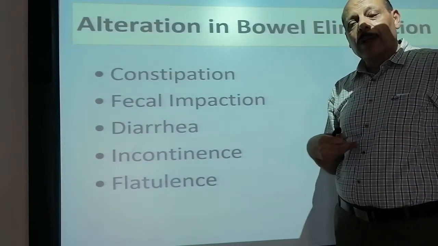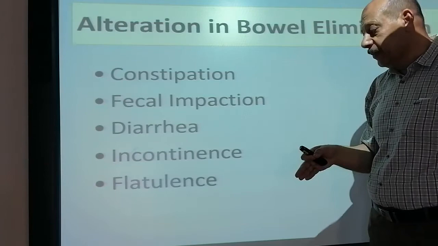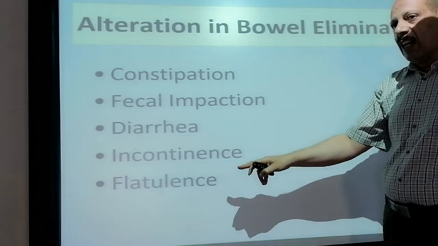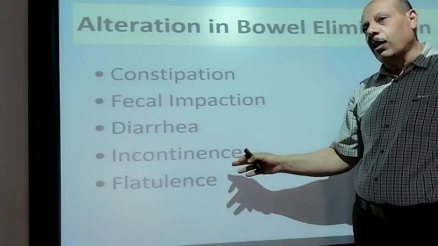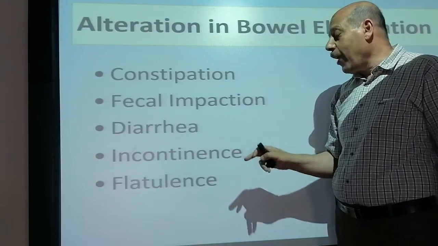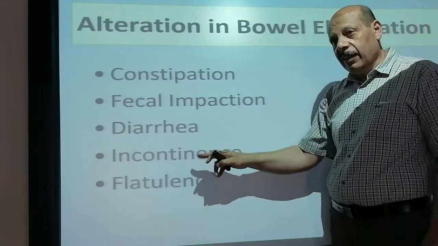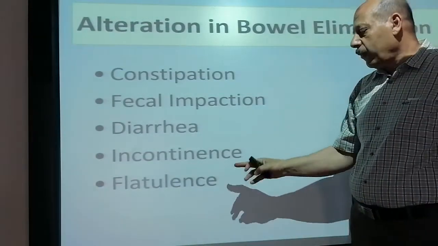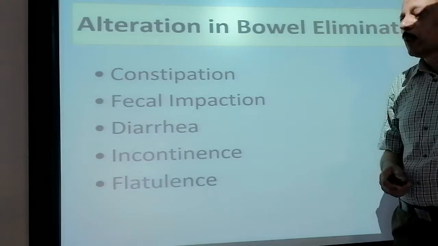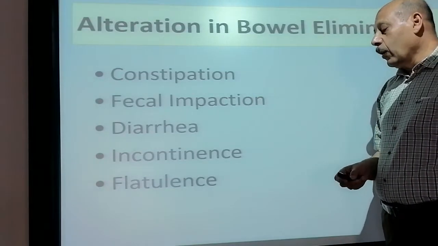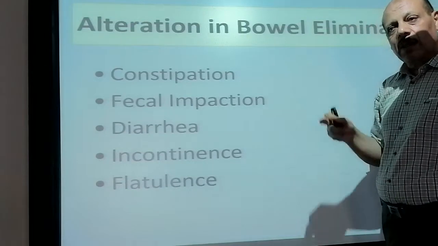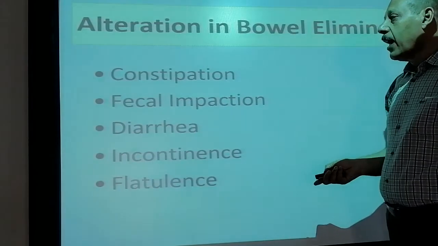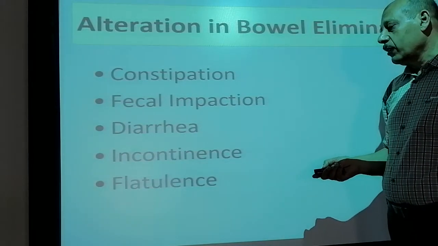Flatulence, the presence of gases and distension, is mostly due to consumption of starch, consumption of carbohydrate, which is fermented by the bacteria in the intestine and produces gases. So it depends upon the diet and upon the type of bacteria that we have in our GI tract.